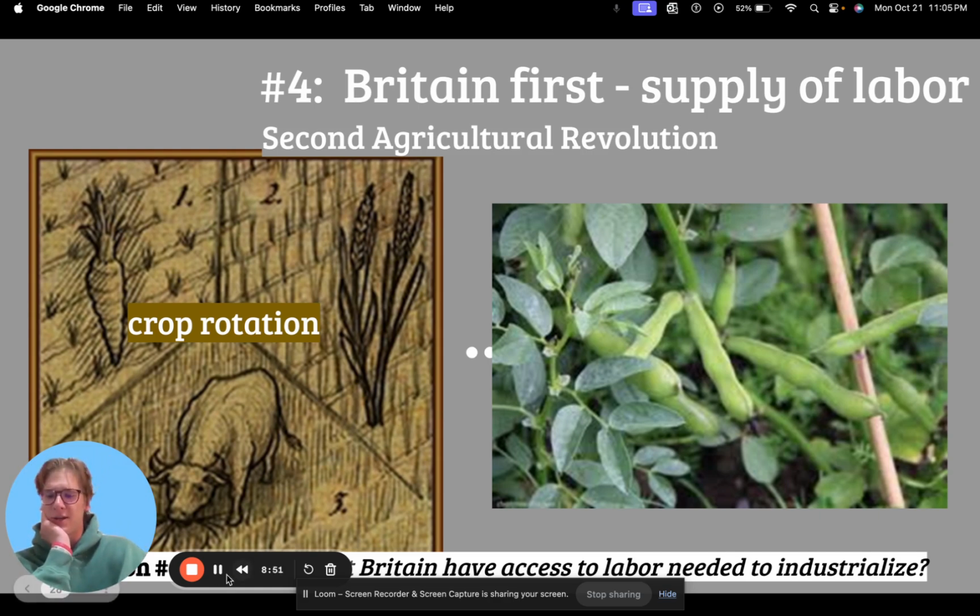We have crop rotation. Okay. And crop rotation basically became prominent in the second agricultural revolution. Right around the late 1600s, this idea of crop rotation became very prominent. And the problem kind of got towards it a little bit before this. But this problem that we had is that we talk about year after year doing the same thing.